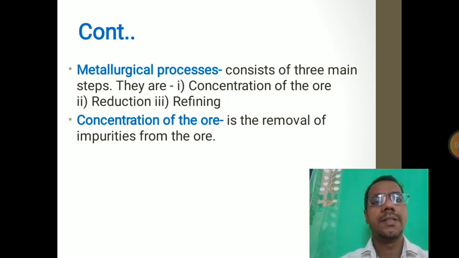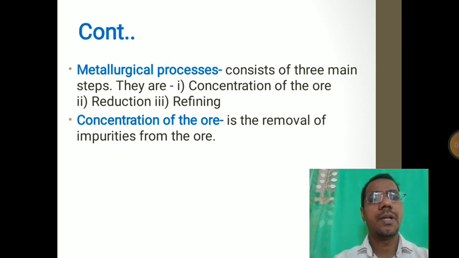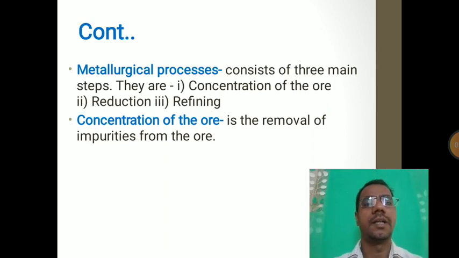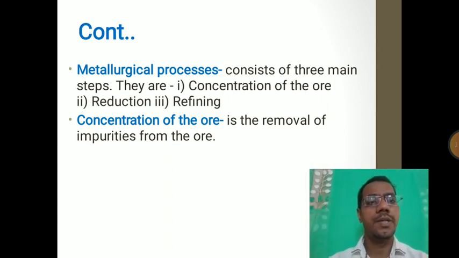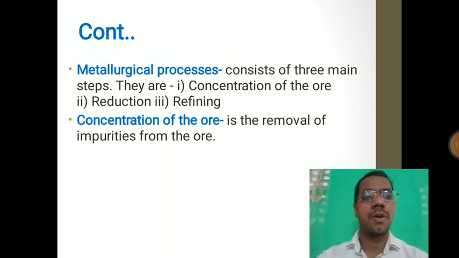Let's take one example. Suppose calcium carbonate is there, but along with the calcium carbonate there may be a chance that some other particles are also present. We are not interested in that. When we remove such impurities from the calcium carbonate, what do we get? We get only the calcium carbonate, and all the impurities are easily removed. This is nothing but the concentration of ore. Removing the impurities from the ore is the concentration of ore.